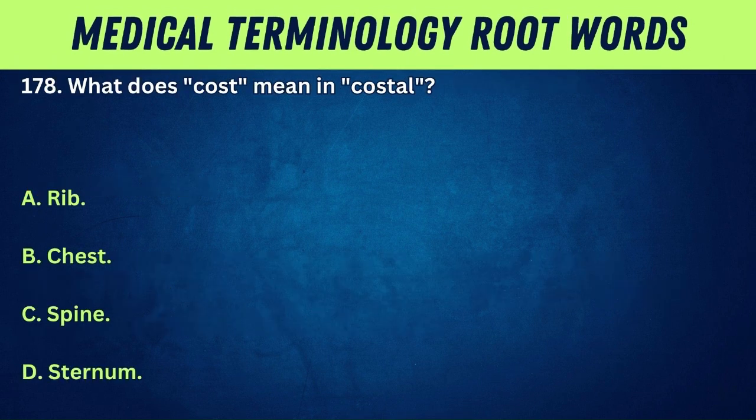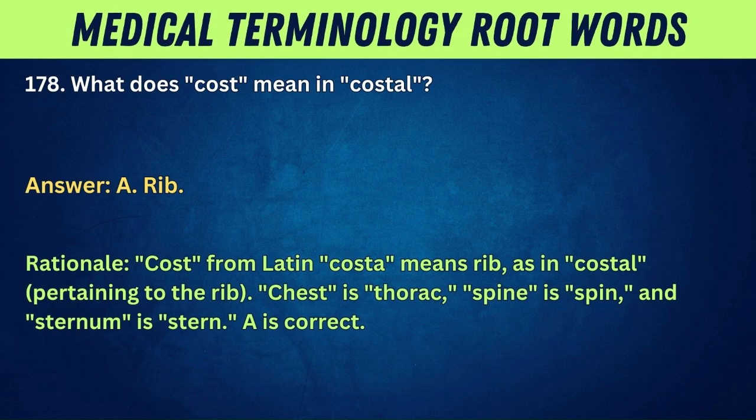178. What does cost mean in costal? A. Rib. B. Chest. C. Spine. D. Sternum. Answer: A. Rib. Rationale: cost, from Latin costa, means rib, as in costal, pertaining to the rib. Chest is thorac, spine is spin, and sternum is stern.